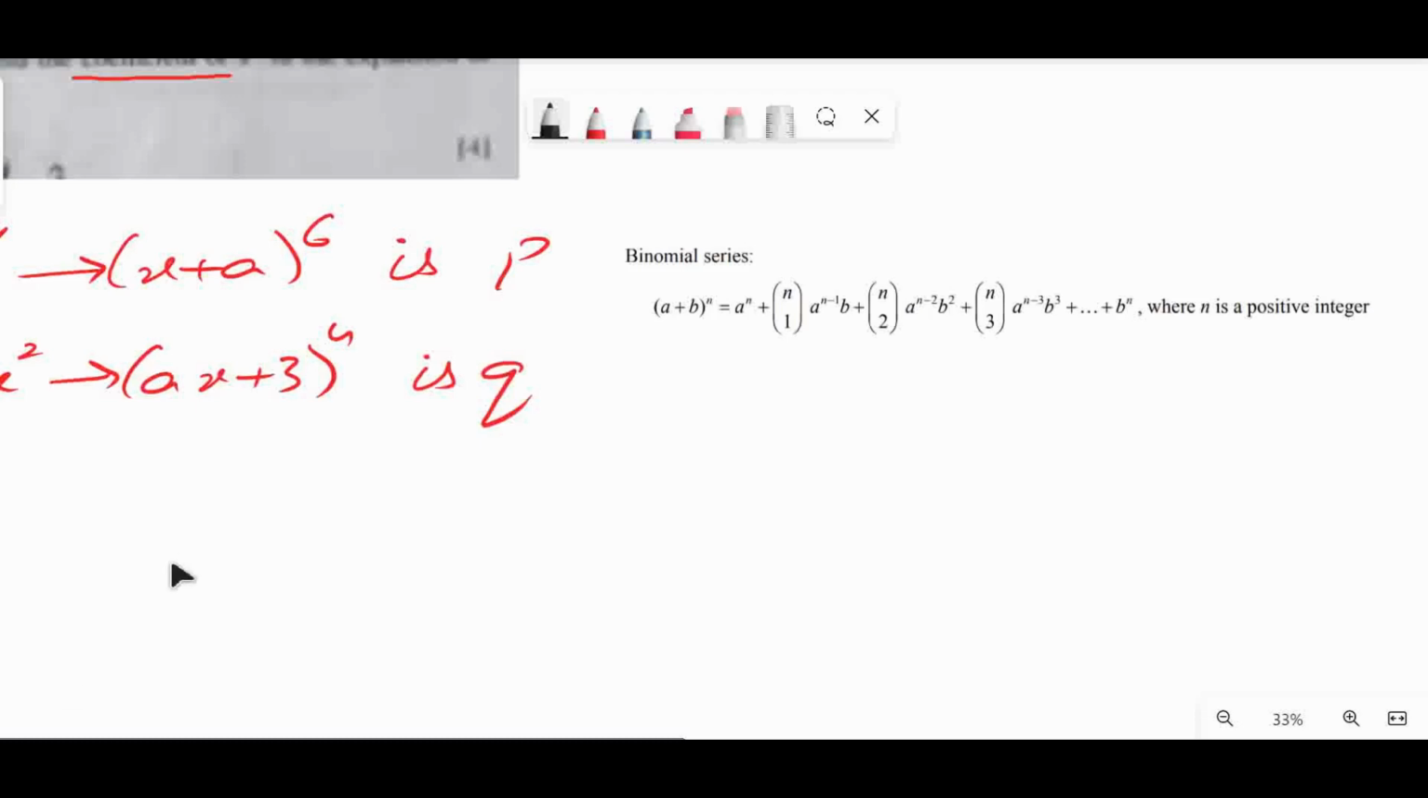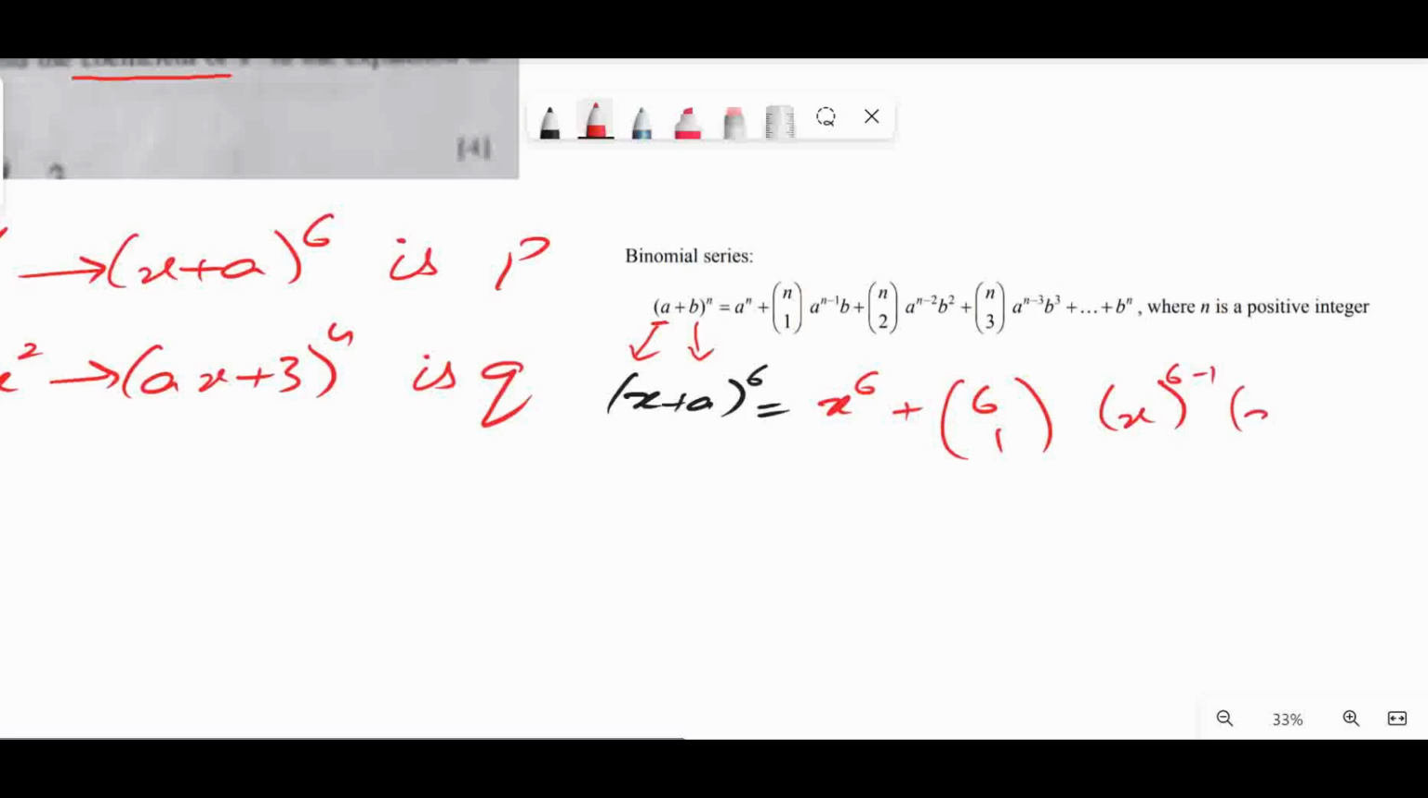First of all, let's expand this one. We can write it as (x + a) whole power 6, which means a power 6. Here the value of a is x, because this is the a, and b is here. So it means x^6 plus, now n is 6, so we can write 6C1 into x power 6 minus 1 into a.